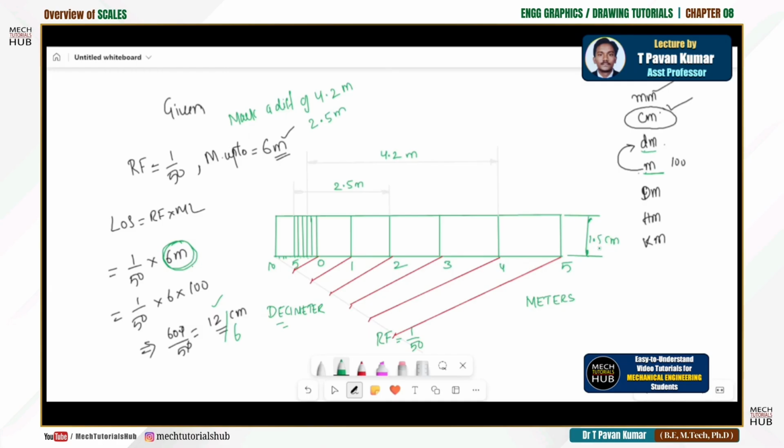Okay, in the upcoming lectures I'll try to solve more and more problems, and I'll show you how exactly we need to construct a plane scale, and followed by that I'll discuss diagonal, vernier and comparative scales also in the upcoming lectures. This is all for the session.